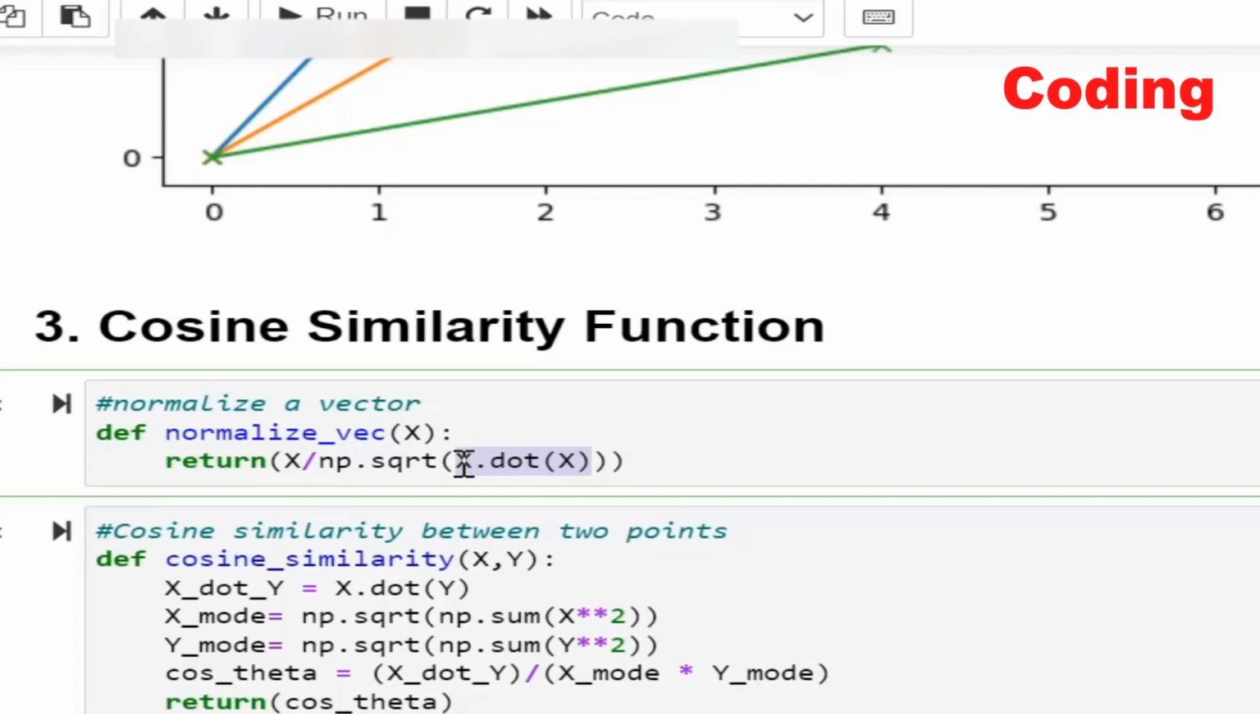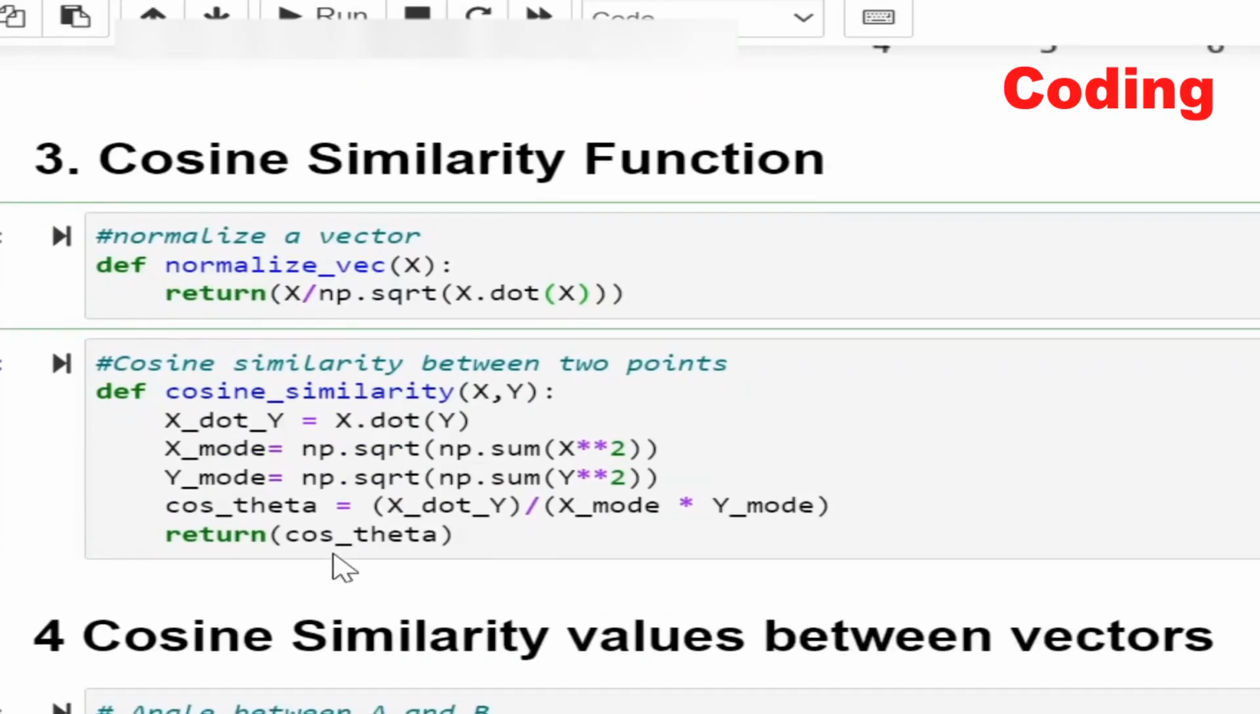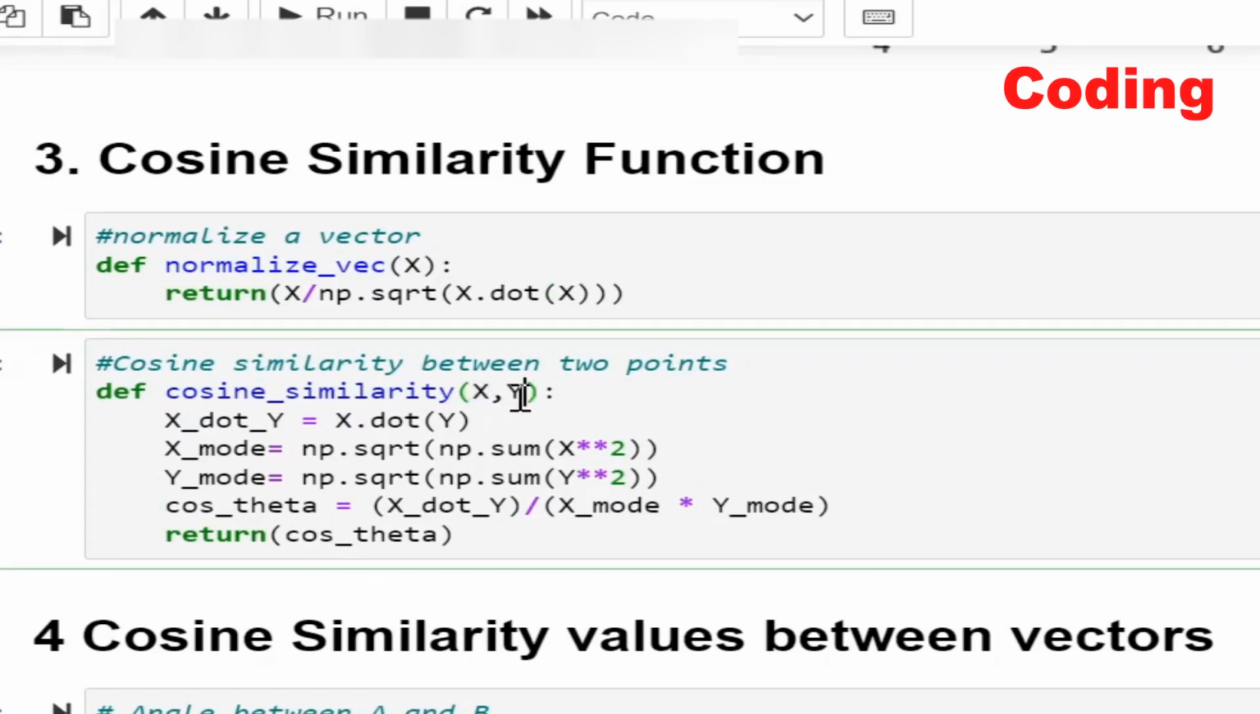X dot x is the same as the summation of the squares of each of the elements. We're using the NumPy package, np.sqrt, to take the square root of it, and then dividing the entire vector by this scalar value, which is the length of the vector. Next, we are defining the cosine similarity function.